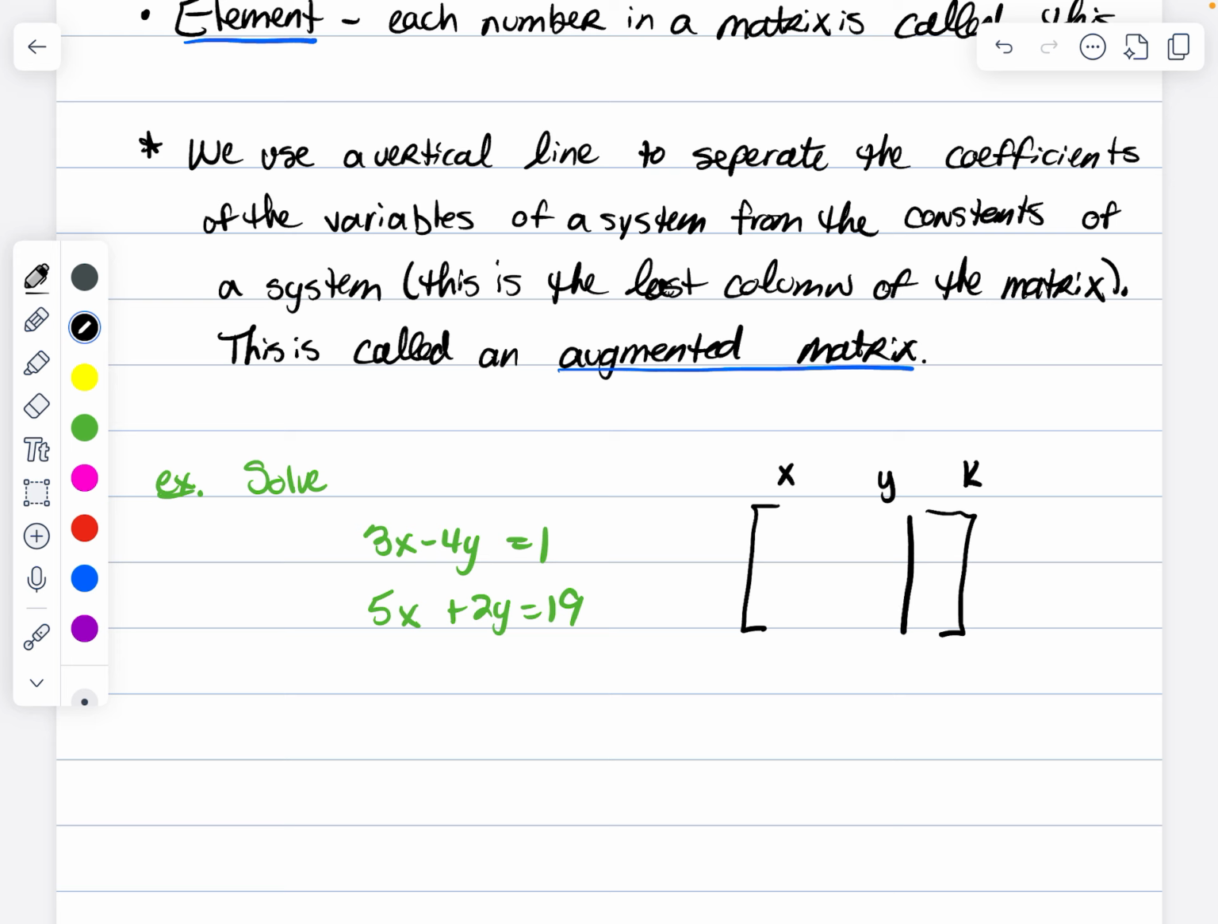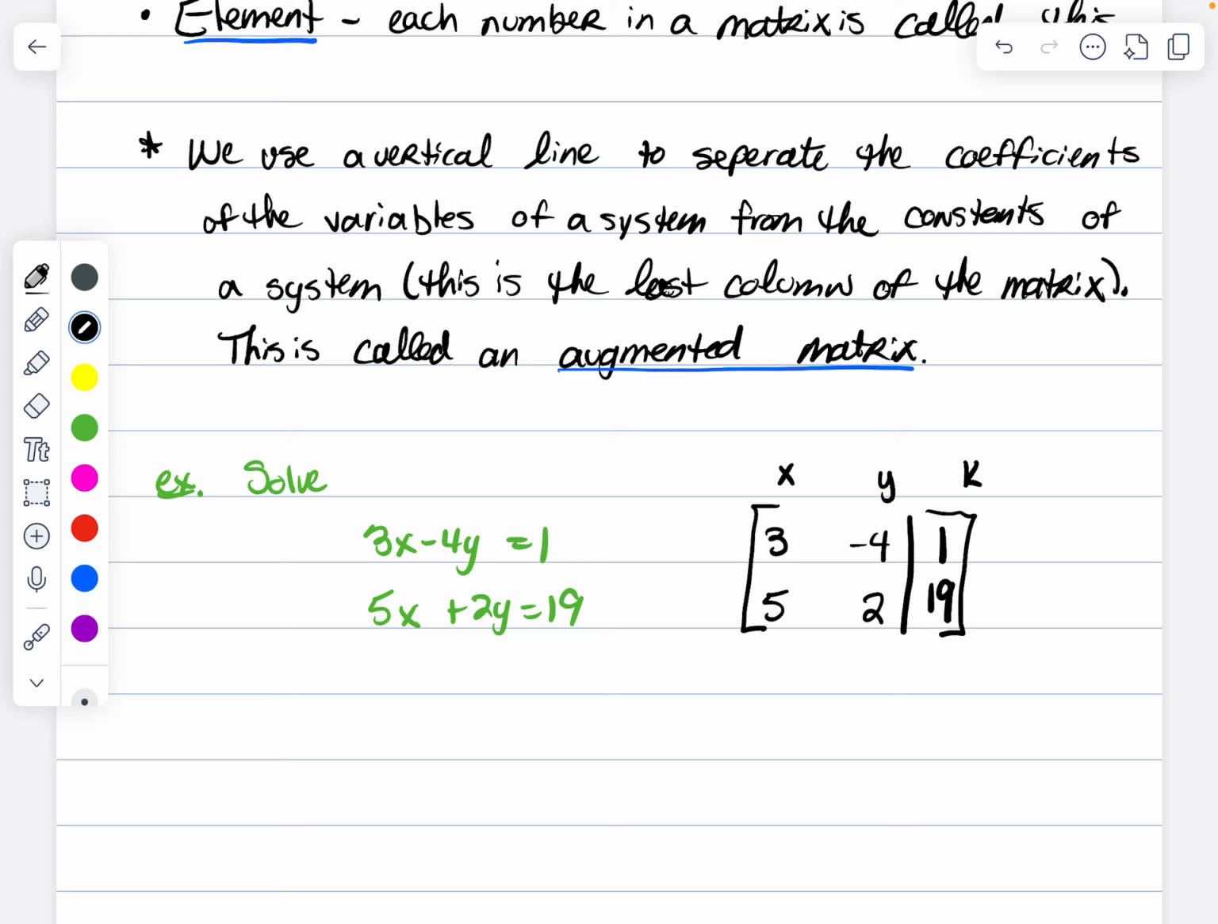The coefficient of x in the first equation is 3, so we write that here. The coefficient of x in the second equation is 5, so we write that below. The coefficient of y in the first equation is -4, and the coefficient of y in the second equation is 2. Finally, our numbers on the right side of the equation, 1 and 19, go in that last column. Now we have a matrix representing this system.